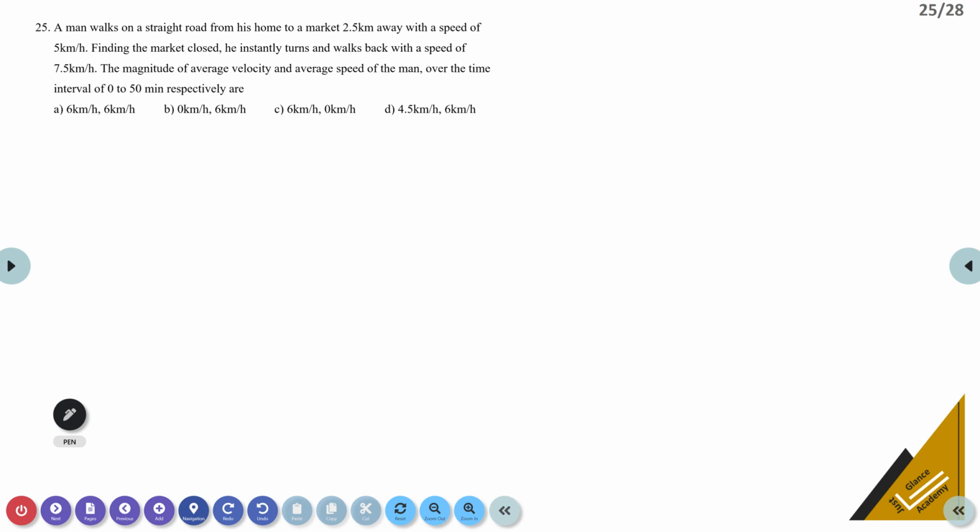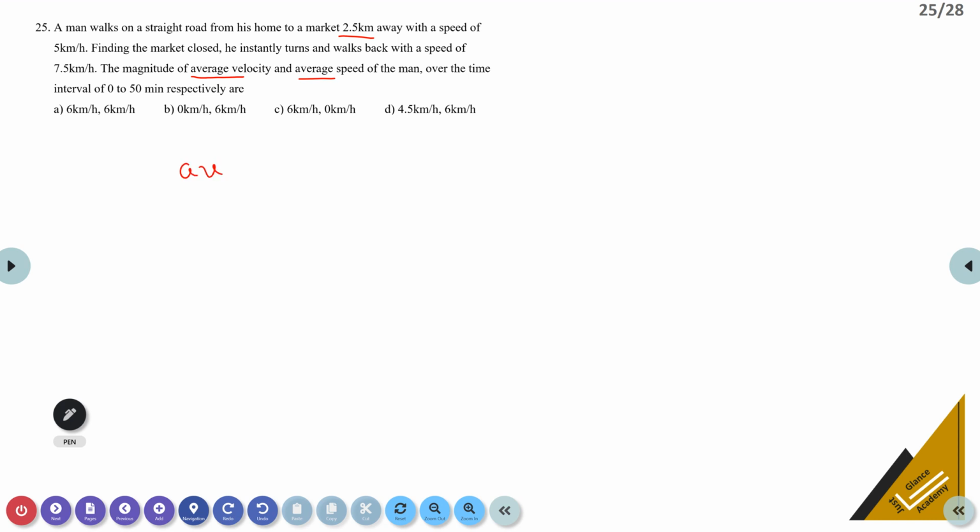A man walks on a straight road from his home to a market 2.5 kilometers away, at 5 kilometers per hour. Finding the market closed, he instantly turns and walks back with the same speed, 7.5 kilometers per hour. The magnitude of average velocity and average speed is asked here.